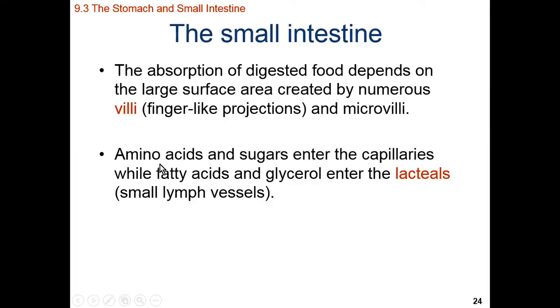Within the small intestine, we're going to have protein monomers or amino acids and sugars enter the blood capillaries. Digested fats or digestive lipids are going to enter the lacteals, which are part of the lymphatic system.